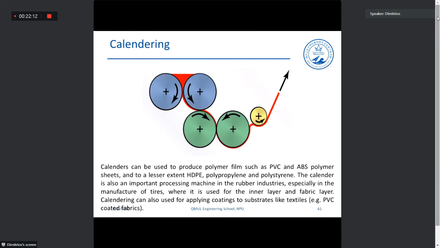Okay, calendaring is a technique similar to the rubber roll mill, but it has many rolls, and generally it can operate under elevated temperatures. So it is a process of fabricating films with different types of polymers, such as thermoplastics and amorphous polymers and so on.